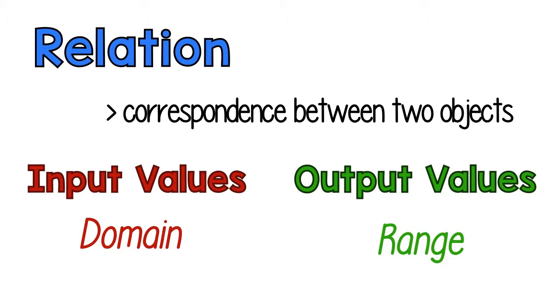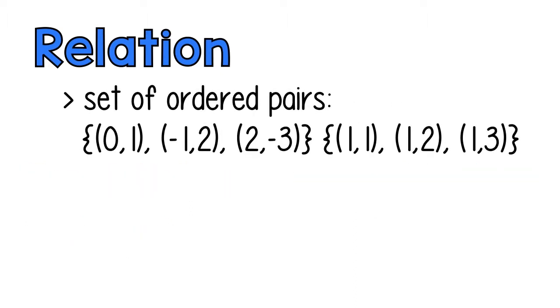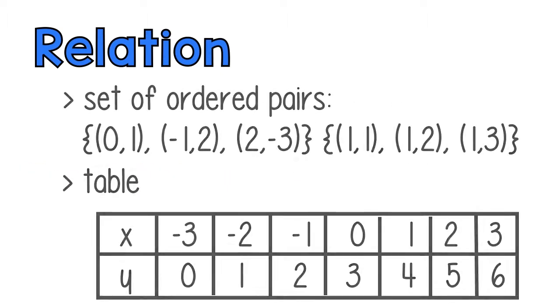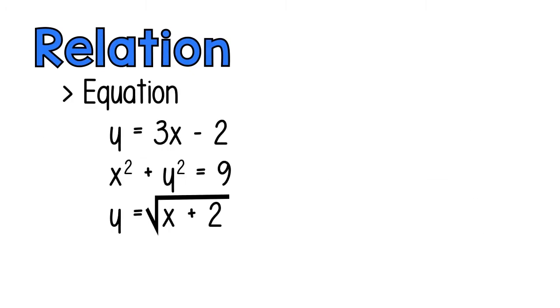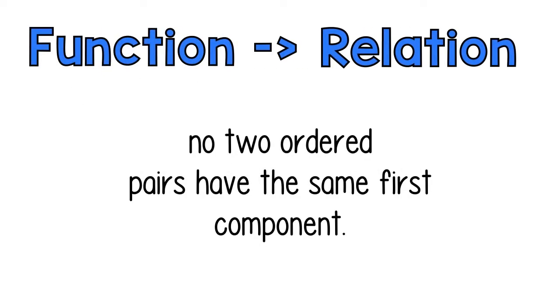Relations can be represented either through a set of ordered pairs, table, graph, mapping diagram, or equation. One type of relation is a function, in which no two ordered pairs have the same first component.